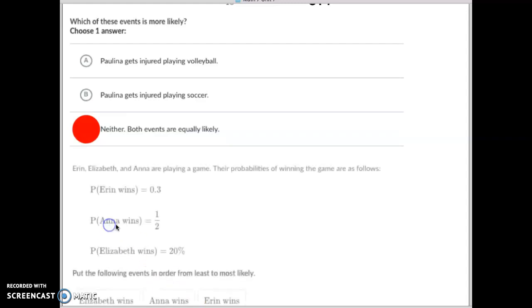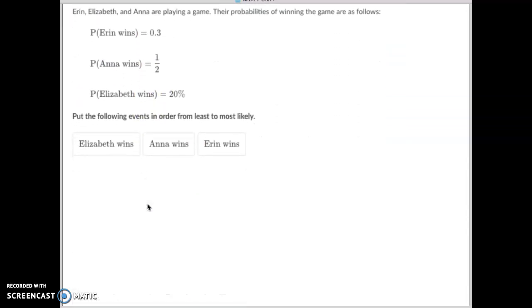All right, on this next type, Aaron, Elizabeth, and Anna are playing a game. Their probabilities of winning the game are as follows. Aaron has a 0.3 chance of winning. Anna has a 1/2 chance of winning, and Elizabeth has a 20% chance of winning.